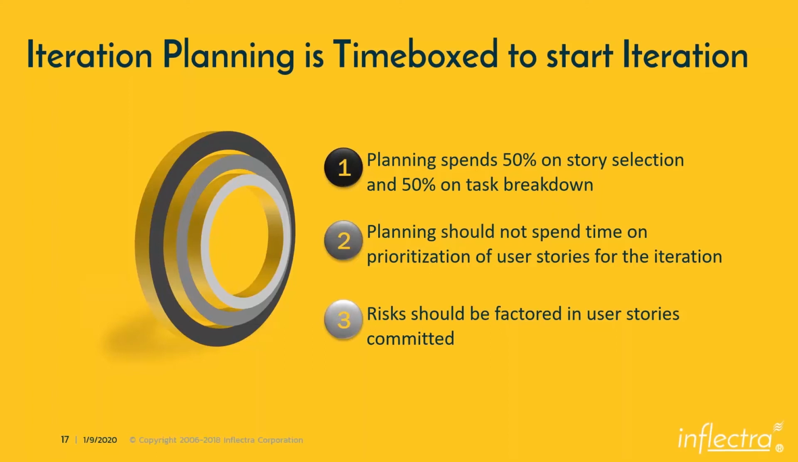As a result, things don't work out effectively. The next one is that planning should not spend time on prioritization of the user stories for the iteration. When you're getting ready for iteration planning, there has to be an already properly prioritized backlog existing. It's not at that time, let's focus on what we have to do. What are some of the priority things that we have to accommodate?